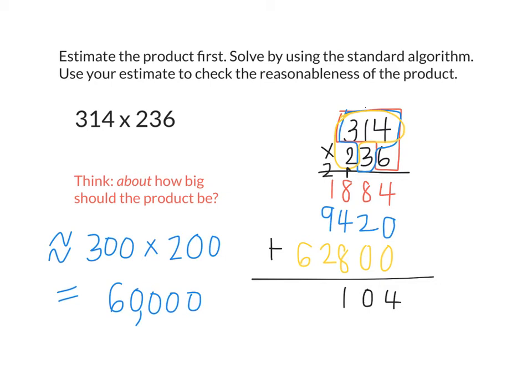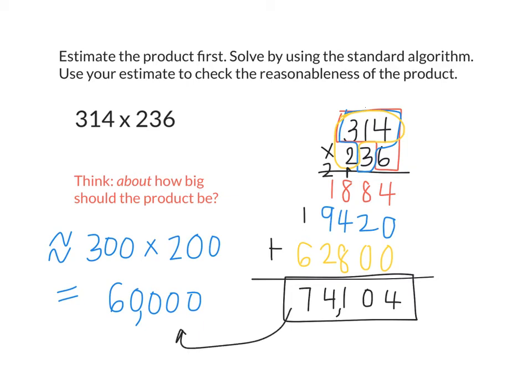How many thousands do I have altogether? 14. So I'll write 4 of them, regroup 1 of them as a 10,000. How many 10,000s do I have altogether? 7. So what's my total product? 74,104. Is that pretty close to my estimate?